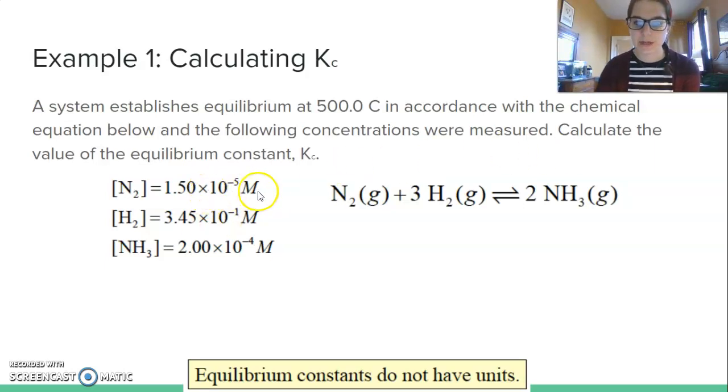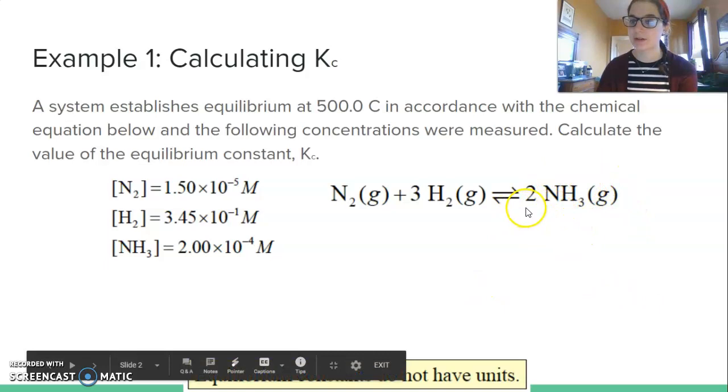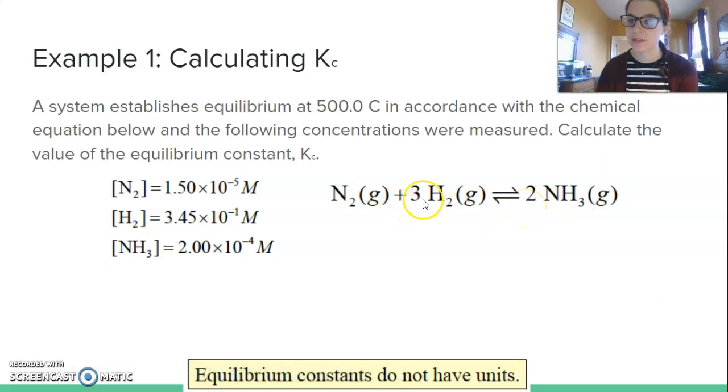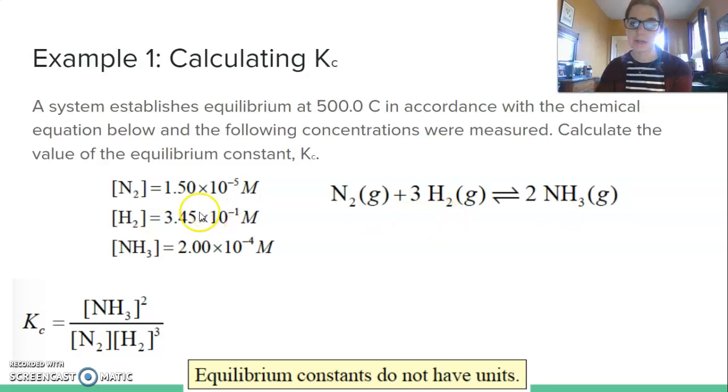So all three of these concentrations, which again are molar concentrations, moles per liter, are concentrations that are measured at equilibrium. So our first step is to set up what our Kc equation looks like. Remember, we're going to take the concentration of our product to its stoichiometric coefficient power, divided by the concentration of our reactants to their stoichiometric powers. Since all of these are gases, all of them will be included in the final equation, but that's not necessarily always true if we have solids or liquids present. Okay, so our equation should look like this.